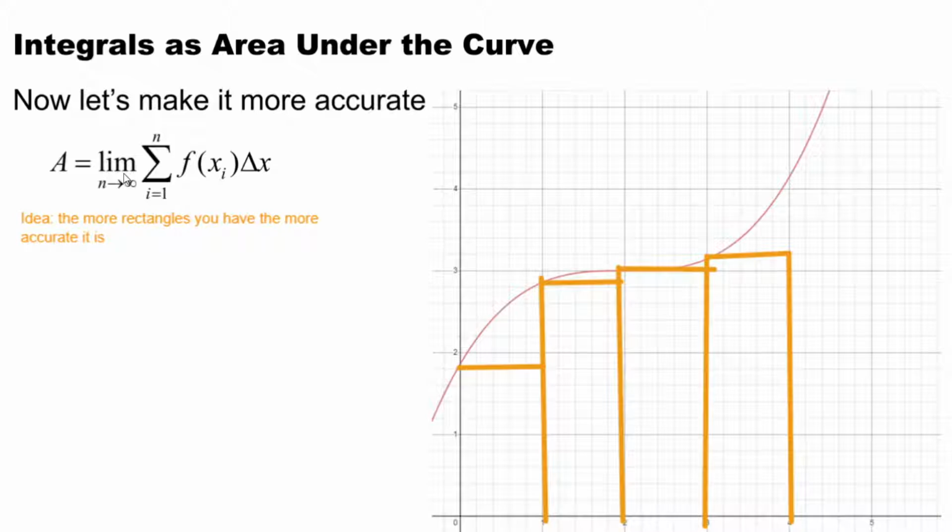And so what this is doing is saying I'm taking the sum, but I'm going to have an infinite number of rectangles, but that's impossible. So instead of getting an infinite number of rectangles, what happens if I take the limit as n approaches infinity? And this here is basically the backbone of your integration.